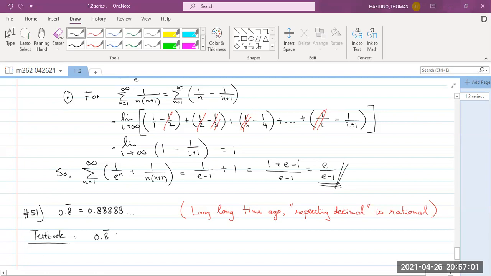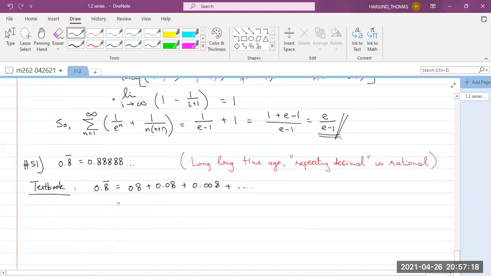That's 0.8 bar is equal to 0.8 plus 0.08 plus 0.008, and so on and so forth. Which is basically equal to 8 times 1 over 10, plus 8 times 1 over 10 squared, plus 8 times 1 over 10 cubed. Is it right? But that is a geometric series, with the first term 8 over 10. Maybe I write it this way first. This is 1 over 10 to the n, right?